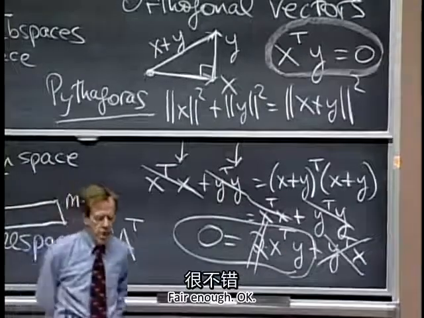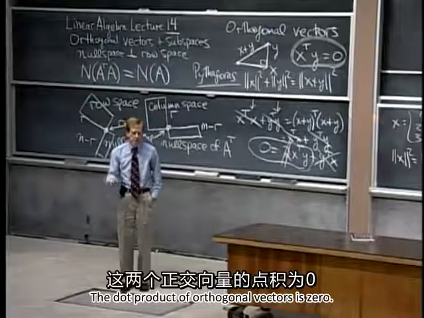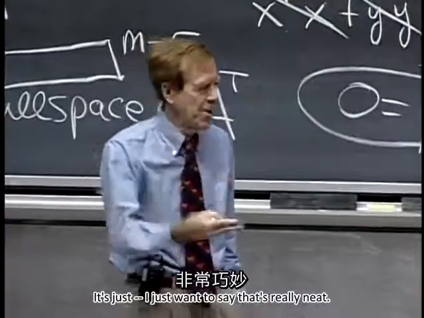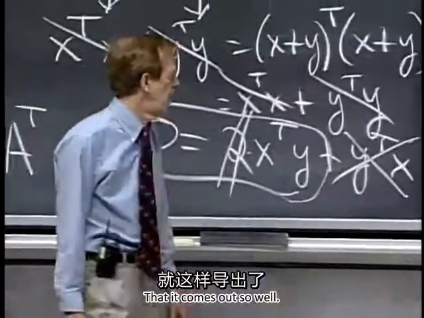Fair enough. You knew it was coming. The dot product of orthogonal vectors is 0. I just want to say, that's really neat. It comes out so well. All right.